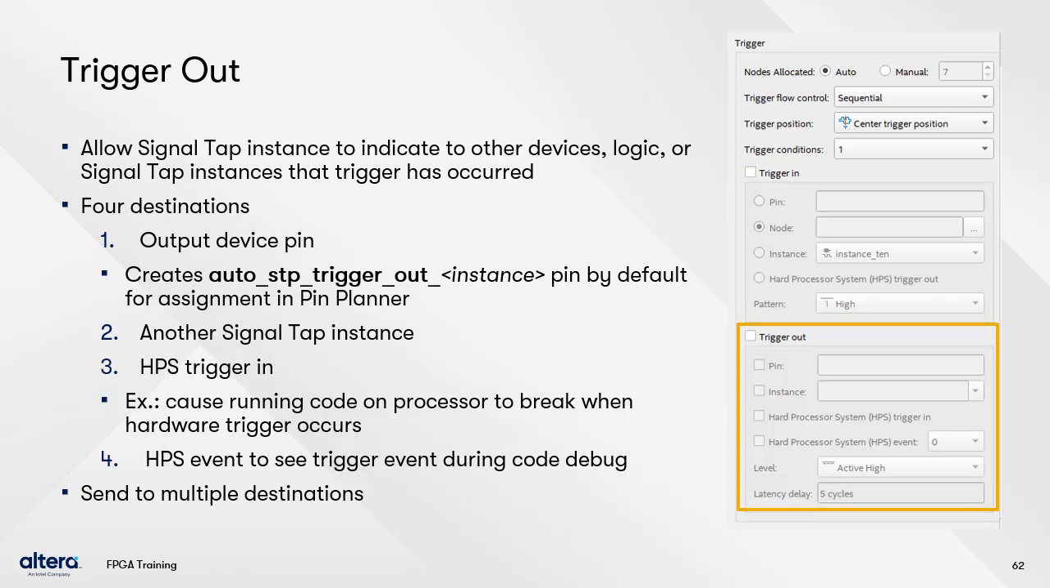Enabling the trigger out feature sends an active high or active low signal to another component or device. The trigger out signal can be sent to an I/O pin to be placed in the pin planner, the trigger in of another instance of the ELA, or the debugging hardware of the HPS. Sending the trigger out to the HPS is used to break code execution during debugging of the ARM processor or as a system event that gets inserted into the HPS program trace.